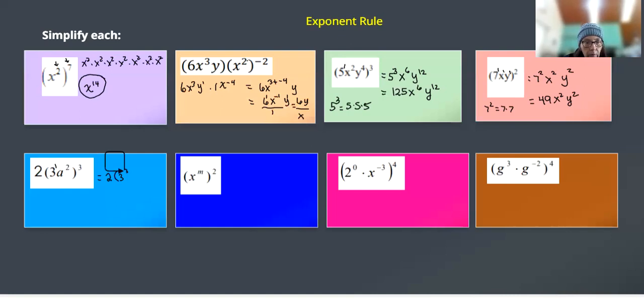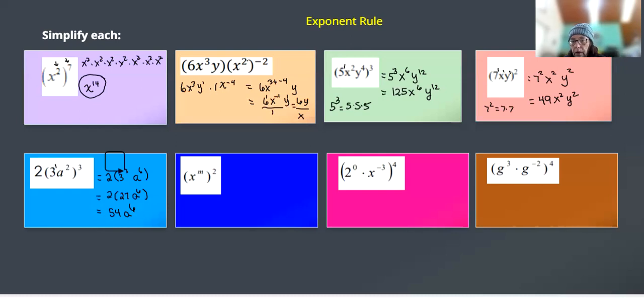Okay. So we got 3 cubed, and then we got a to the 2 times 3, which is 6. All right. So now I got 2 times 3 cubed. 3 cubed is 3 times 3 times 3, which is 27, a to the 6th. And then 2 times 27 is 54, so we get 54a to the 6th. And we're done.